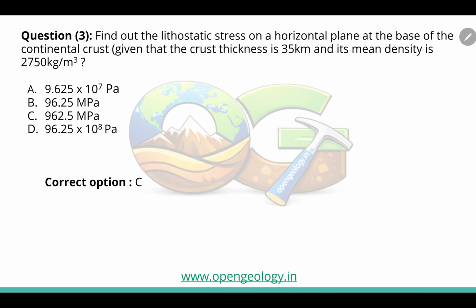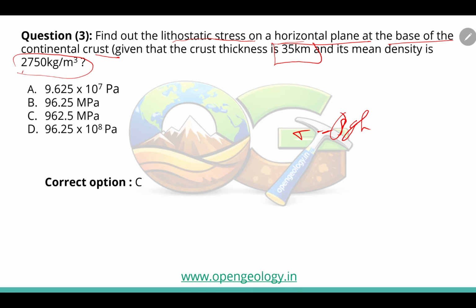Then the next question is about the lithostatic stress on a horizontal plane at the base of a continental crust, where the thickness is 35 km and the density is 2750 kilogram per cubic meter. So simple, it is a lithostatic stress. So it is sigma equal to rho g h.